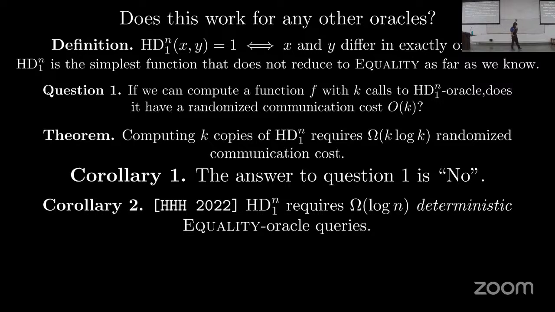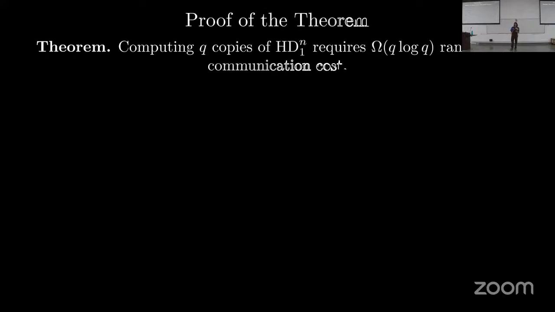Notice that our protocol was a randomized reduction to equality, but if we want a deterministic reduction to equality, we need logarithmically many queries. This is achieved easily by combining the boosting for equality and the lack of this boosting for Hamming distance 1. Okay, so now I want to present our main proof. How much time do I have? 10 minutes. Okay, this is a very easy proof, so I will manage.